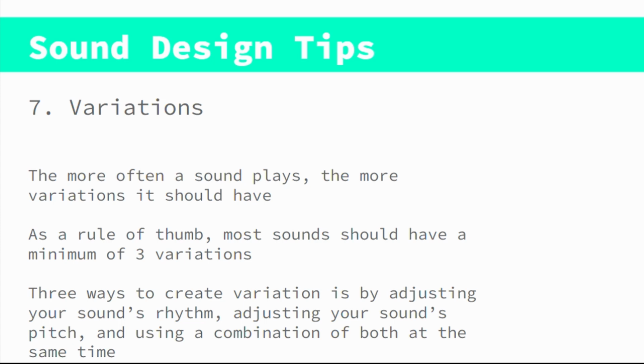Number 3. Use both of these concepts together. Adjusting the rhythm and adjusting the pitch of your different layers for your sound is a really great way to create a lot of different types of variations. So if you need more than 3, it's going to give you a lot more flexibility than if you were just pitch shifting the entire sound or just switching up the emphasis a little bit.